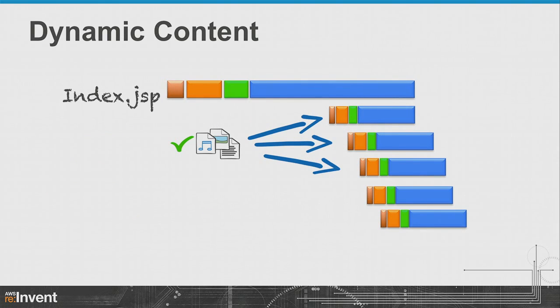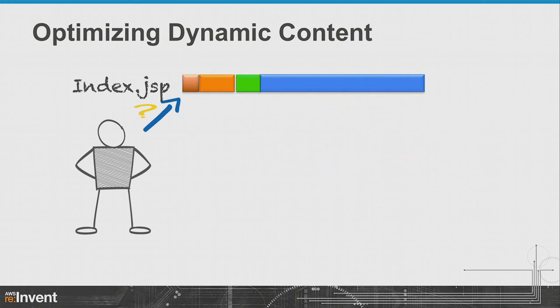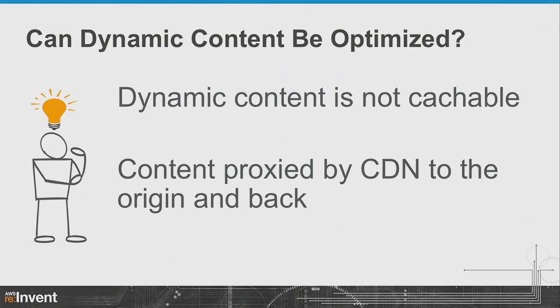Again, we've gone through this. Images, CSS, anything preceding the first bar, we already optimized. Now we have index.jsp. What can we do with that content? Well, as Prasad mentioned, dynamic contents are not cacheable. They're so unique that even if you cache it for a second or 2 seconds, the next second the content changes. Because of that, CloudFront or any other CDN has to proxy that back to your infrastructure and proxy the content back to the end user.